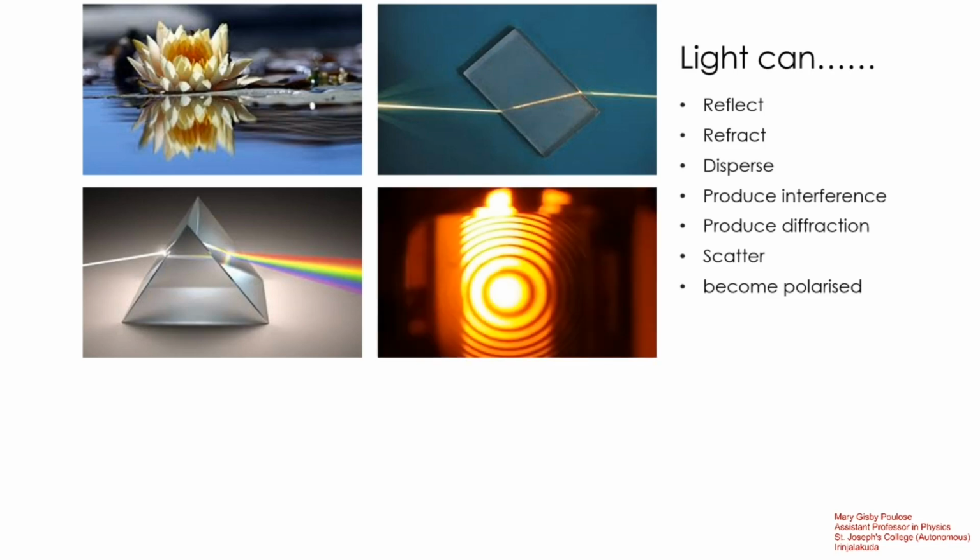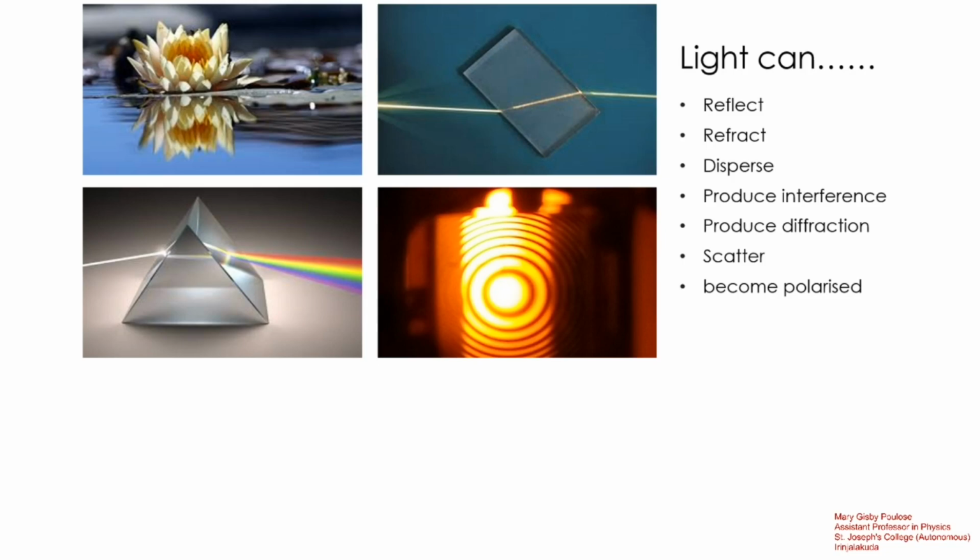Light can produce interference. That is the property that we will be dealing with in this chapter. Here we can see the pattern of Newton's rings, the alternate bright and dark fringes produced in this manner, and this is an interference pattern. In nature, we can see these patterns on soap bubbles or on oil films spread on the road.